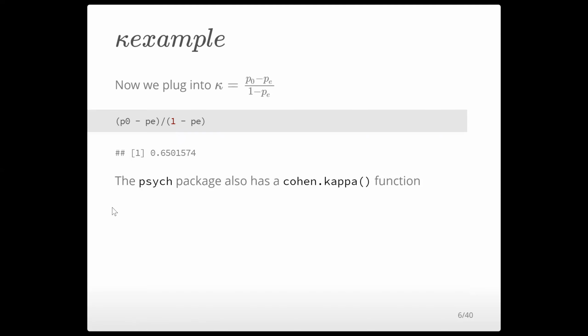And so that's our Cohen's kappa, which ranges from -1 to 1, and any values above 0 represent better than chance classification. So higher values are better.